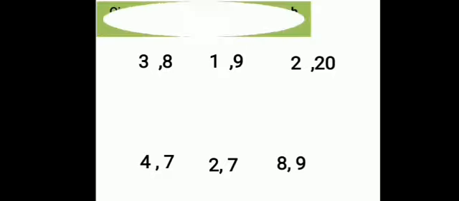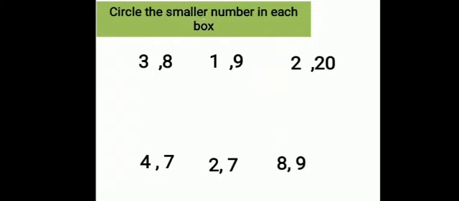Circle the numbers which are smaller in the given pair of numbers. So let's start. The first pair here is 3 and 8. Which number is smaller in 3 and 8? It's 3, right? And in 1 and 9? It's 1. What about 2 and 20? It's 2.